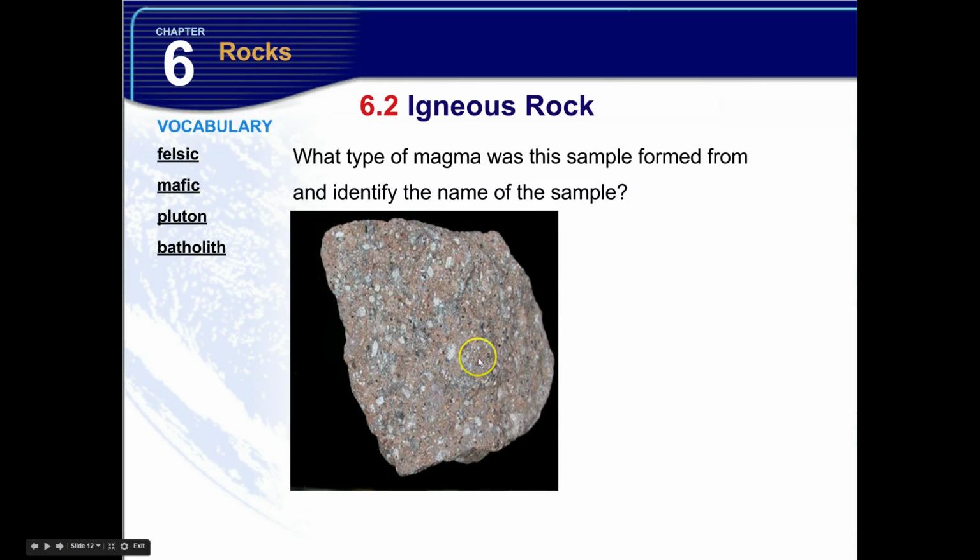Now this one's a mixture. You can kind of see the gray in here. You can see the white crystals, the pink in here, a little bit of sodium. When you're looking at something like this, it's kind of in between. So this would be an andesitic. So this would be andesite. This comes from felsic lava.